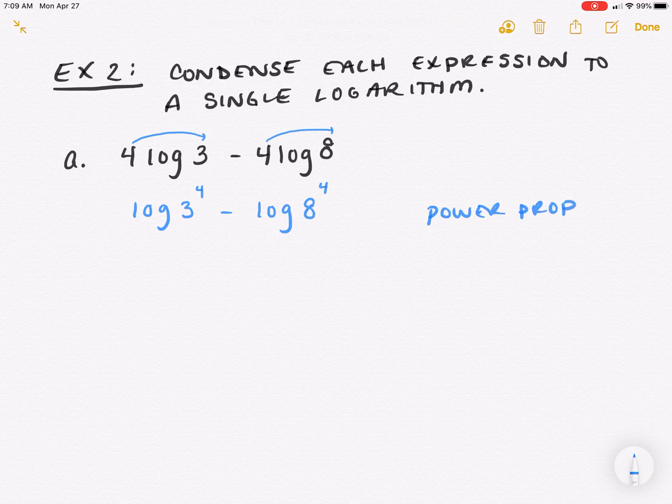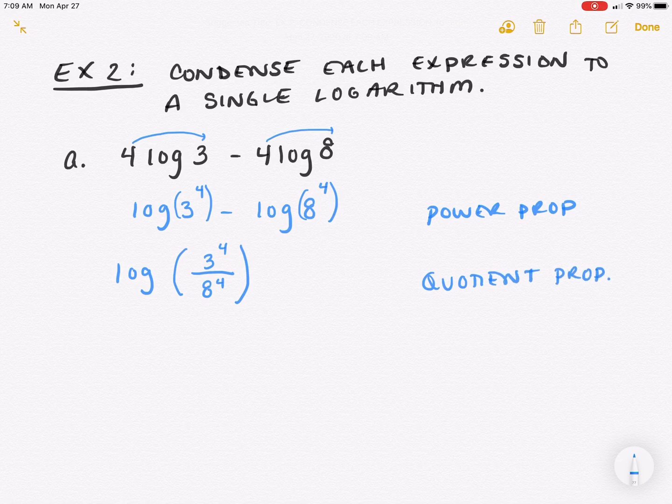Well, now what I see is I have the log of 3 to the 4th, and I have minus the log of 8 to the 4th. I need to condense this to a single log, okay? It is the single log of 3 to the 4th divided by 8 to the 4th. And the reason I made a big deal about that is because the big misunderstanding that people have is they want to make it log of 3 to the 4th divided by log of 8 to the 4th, and that is incorrect. We are condensing it to a single log.